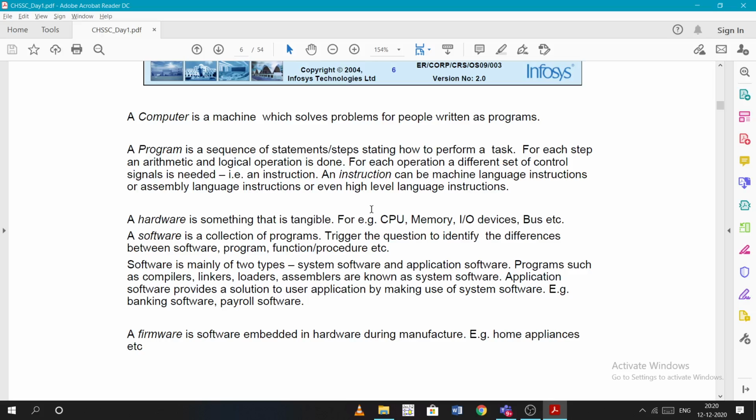Those applications will run using application software or be made using application software. In technical terms, we can say that programs such as compilers, linkers, loaders and assemblers are known as system software, whereas application software provides a solution to user applications by making use of system software. So application software uses the system software to run. Examples are banking software, payroll software, etc. A firmware is a software embedded in hardware during manufacturing. So this is basically inbuilt, dumped while manufacturing. Example, home appliances, etc.